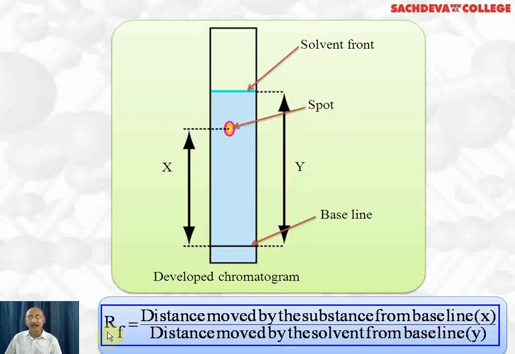Keep in mind that the RF value will always be less than 1. Why will it be less than 1? Because the distance moved by the solvent will be more than the distance moved by the spot. This is the way to calculate the RF value.